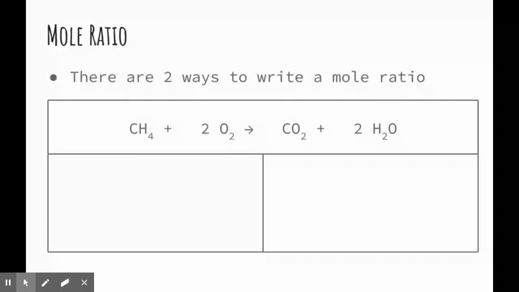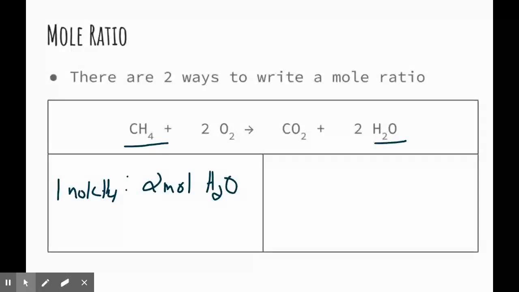So for this problem, we're going to find the mole ratio between CH4 and H2O. There's no coefficient in front of the CH4, so that means the coefficient is 1. So we have 1 mole of CH4 to 2 moles of H2O. It's not enough to write just 1 to 2. You have to write out 1 mole of CH4 to 2 moles of H2O.